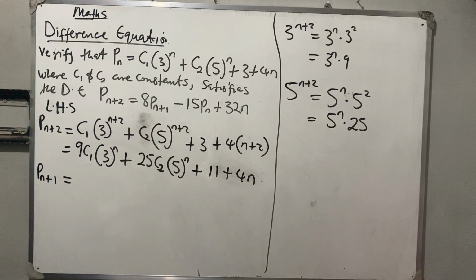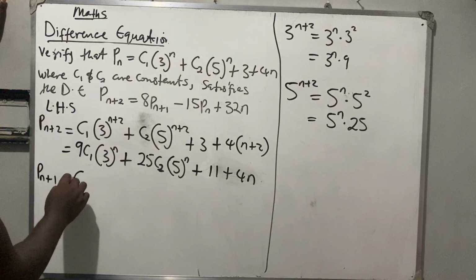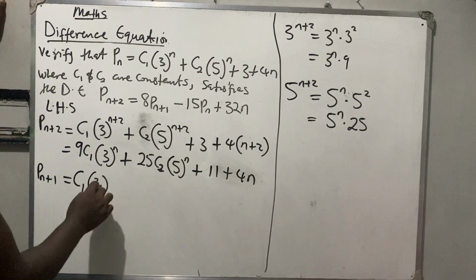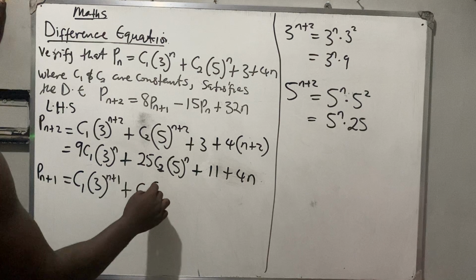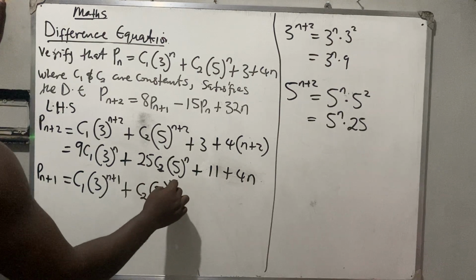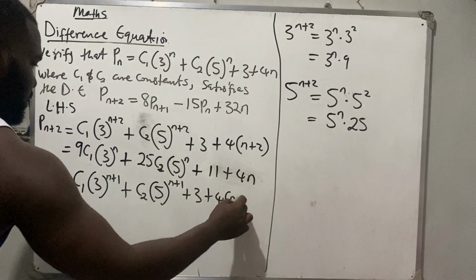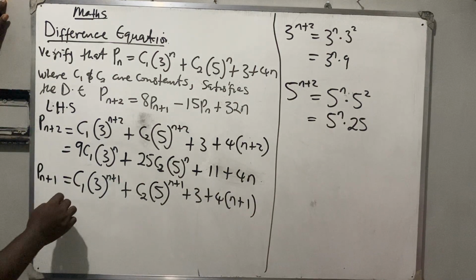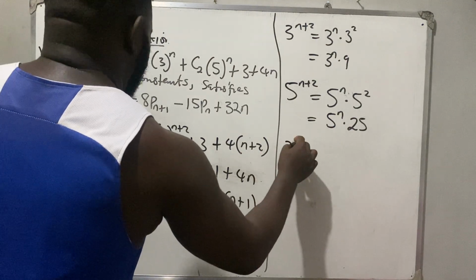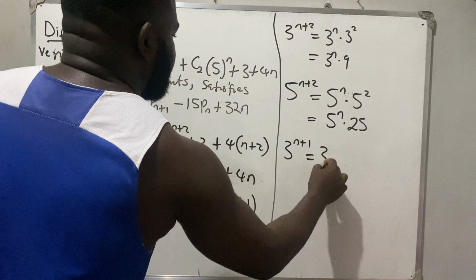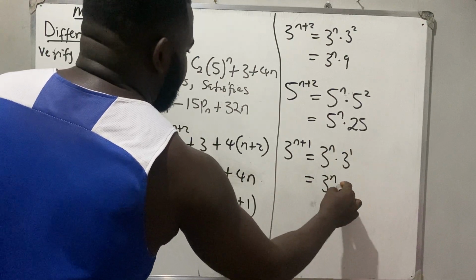Later, we now multiply by 8. So for P_(n+1), anywhere we see n here, we put n plus 1. So I have C1 into 3 raised to power n plus 1 plus C2 into 5 raised to power n plus 1 plus 3, then plus 4 into n plus 1. Okay? Now the same thing we did here. 3 raised to power n plus 1 is the same thing as 3 raised to power n multiplied by 3 raised to power 1. And 3 raised to power 1 is 3.